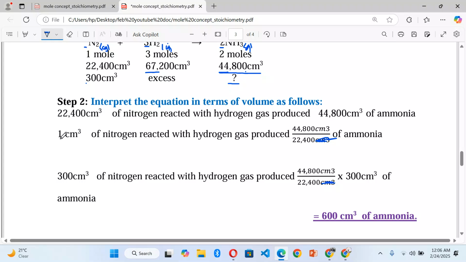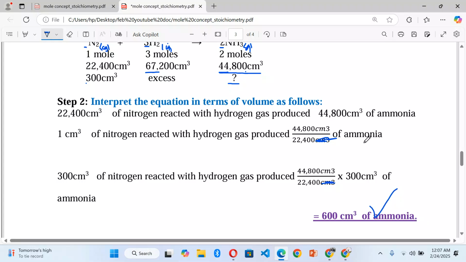Now we are saying that if 1 cubic centimeter of nitrogen reacted with hydrogen gas and produced this, what about 300 cubic centimeters of nitrogen? It reacted with hydrogen gas and produced 44,800 over 22,400 times 300 cubic centimeters of ammonia. So when you do your calculations using your calculator, you find that you get 600 cubic centimeters of ammonia. So that becomes our answer.